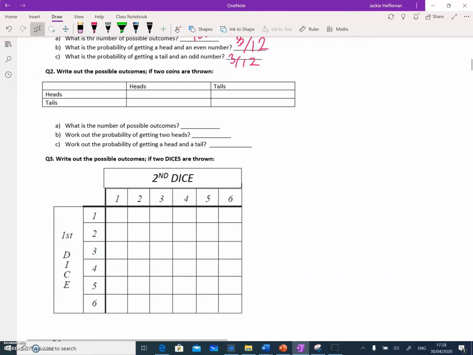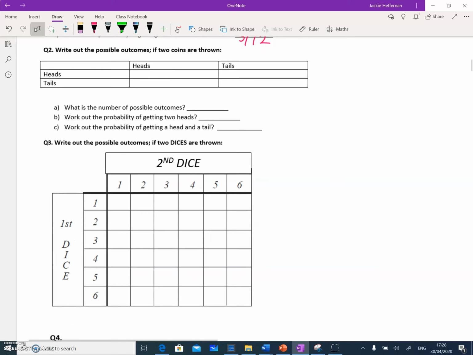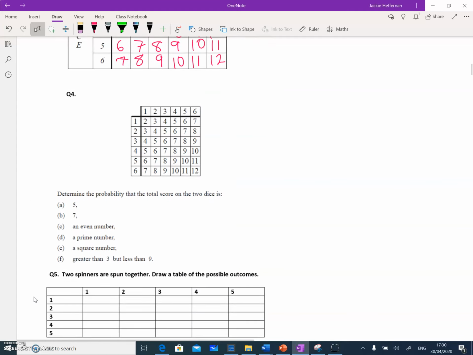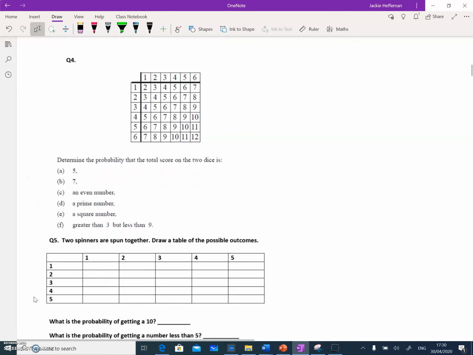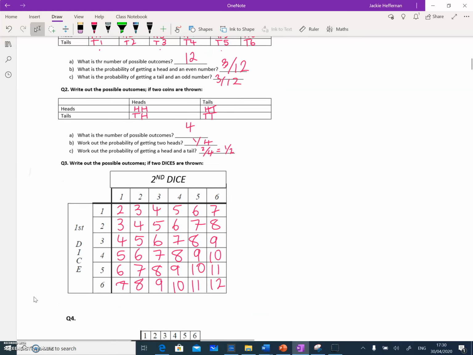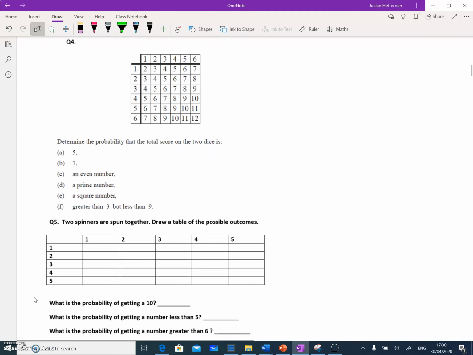Okay, pause the screen, try these two questions. I'm not going to go through these in detail, I'll just put the answers straight up. Okay, pause, check your answers. Okay, I think we've done enough on those type of questions. If you need to pause this, you can and have a look at it.